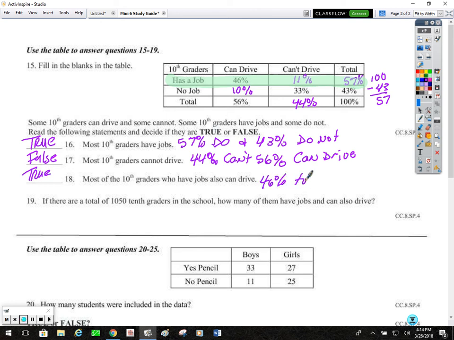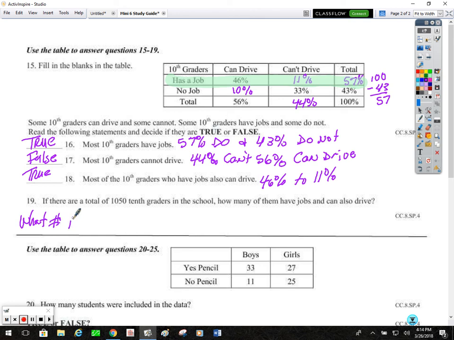46% to 11%. Okay? So again, just take your time and read what it's asking you. All right, now, what I need to look at is this next question. If there are a total of 1,050 10th graders in the school, how many have jobs and can also drive? Okay? So what this is asking me is, really, the 6th grade math is asking me things you've done before.